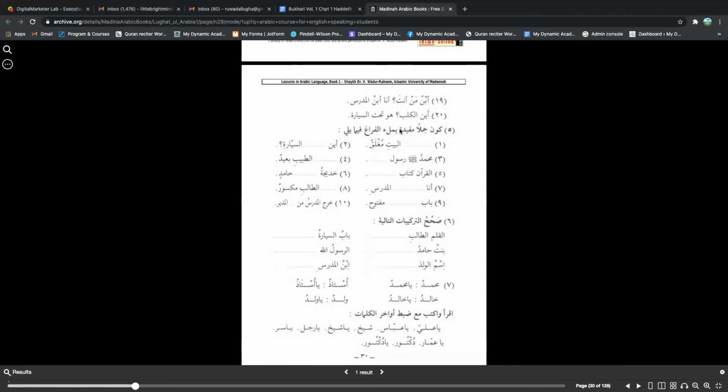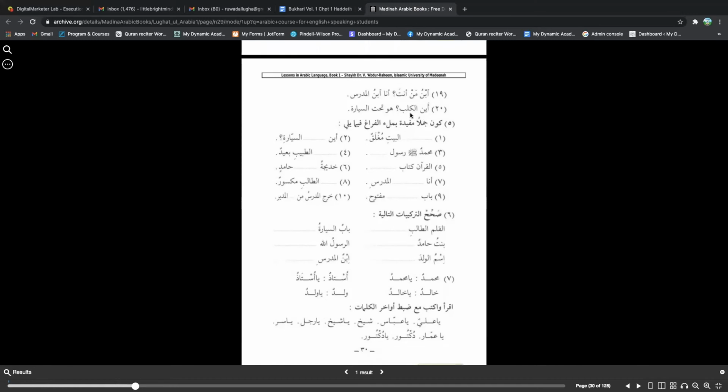Aynan kadbu. Where is the dog? Huwa. So dog is masculine, it's a masculine word. If you want to say a female dog, you will put a ta marbuta at the end. Okay. Aina al-kalbu huwa tahta sayyarati. He is tahta sayyarati. And sayyara is majroor because of taht, because of the harf al-jar. He is under the car.